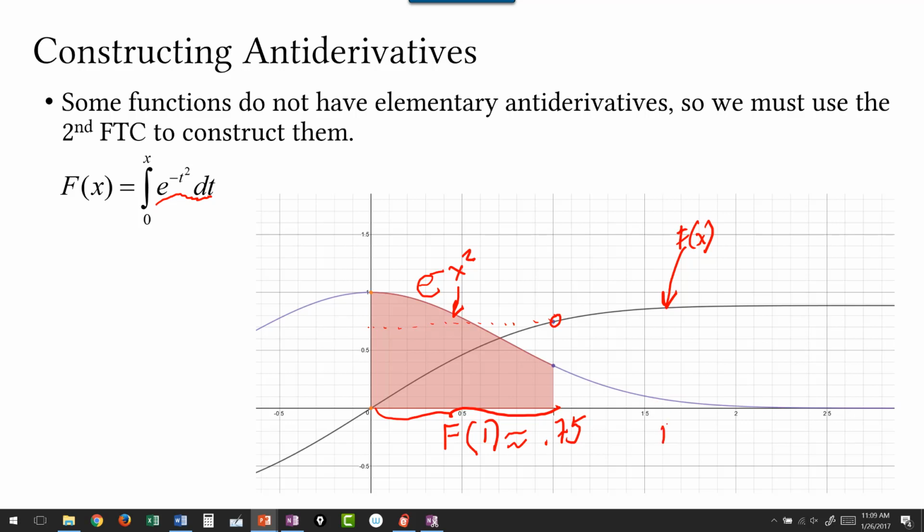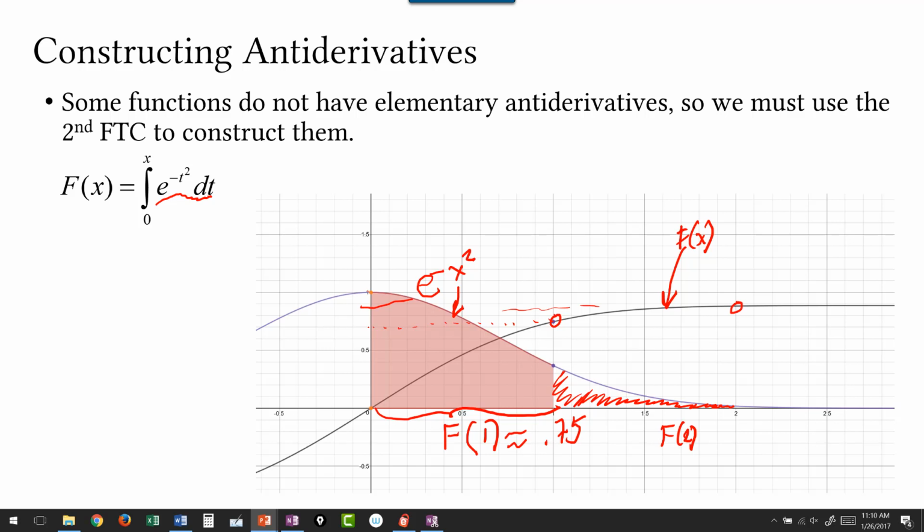If we wanted F of 2, then we have to take the area further. We would go all the way out to 2. Looks like F of 2, it's going to be bigger than 0.75 because we added some area. And that looks like about 0.9 or so.